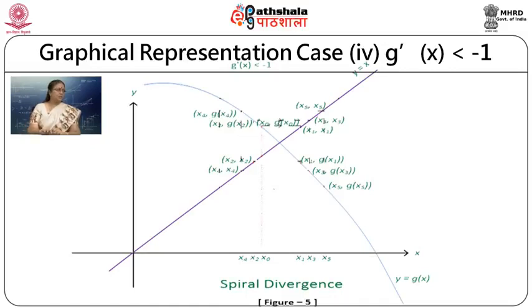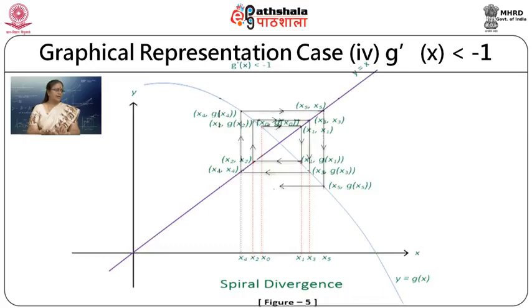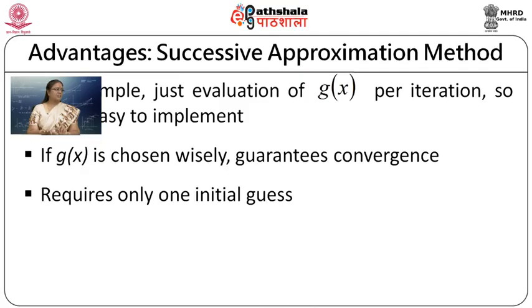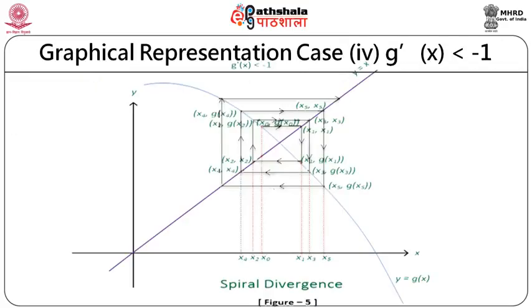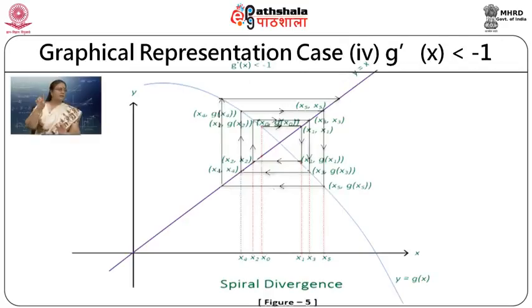And here, you look at it again, we begin with x 0 quite near the root, near the point of intersection, and again we repeat the same steps, vertical to the curve, horizontal to the straight line, vertical to the curve, horizontal to the straight line, and we get the subsequent points. But this time you find we are moving farther and farther away from the root. The movement was spiral here, moving on the two sides, but away from the root.